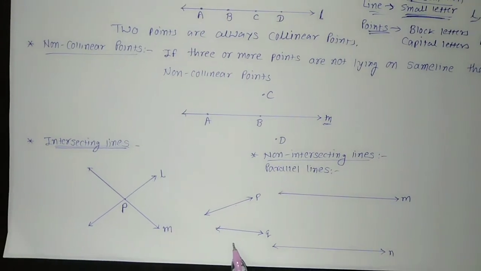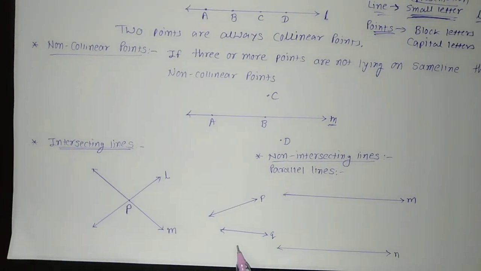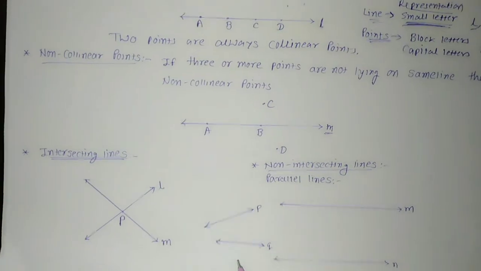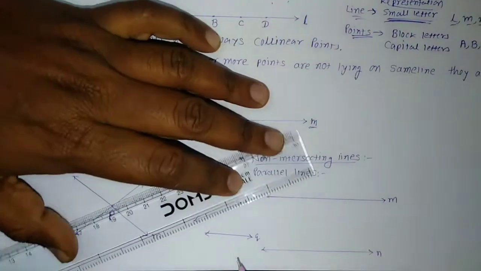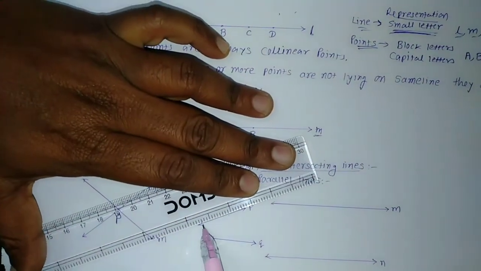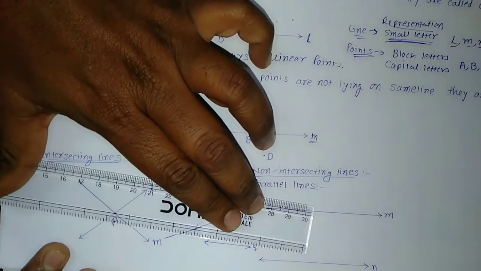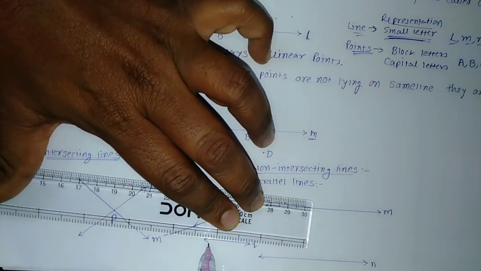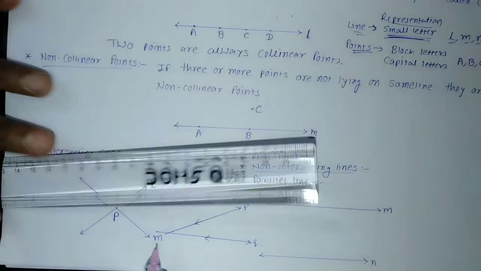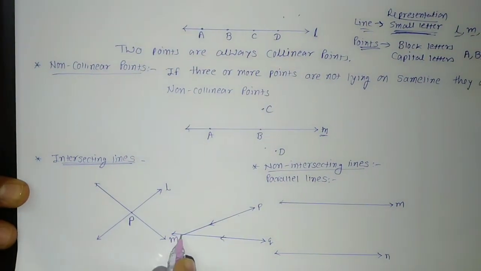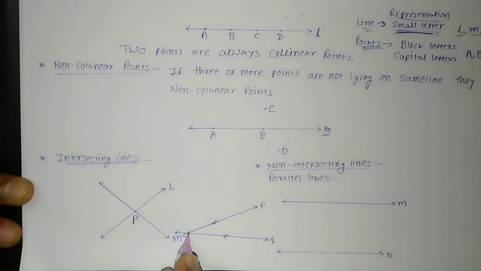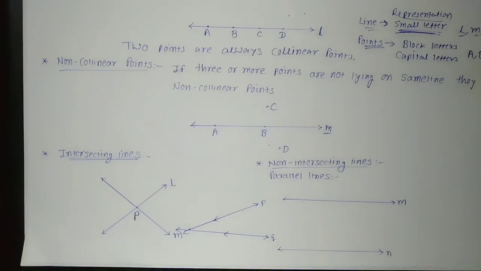Because lines go up to infinity. When we extend the lines, they will intersect each other in such cases. You can see, I'll extend this line and I'll show you. This line is extended. This line is also extended. Then you can see both of these lines are intersecting each other at this specific point.